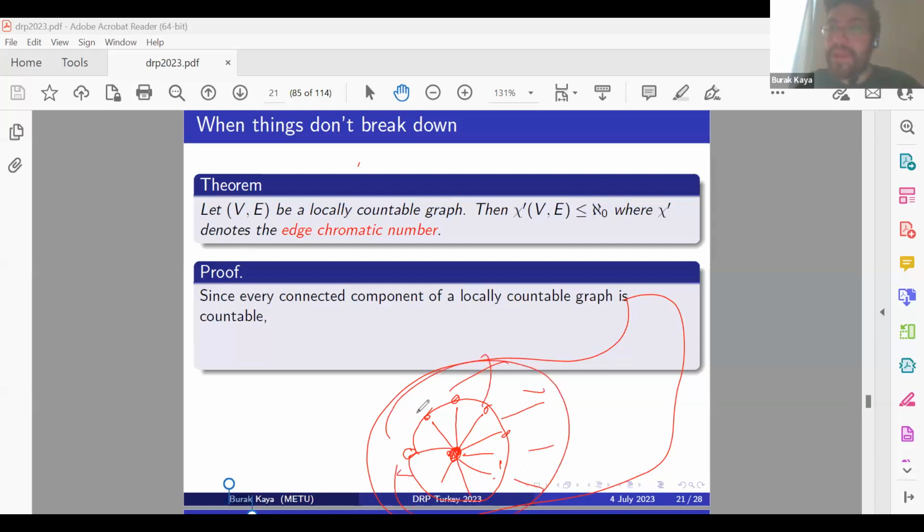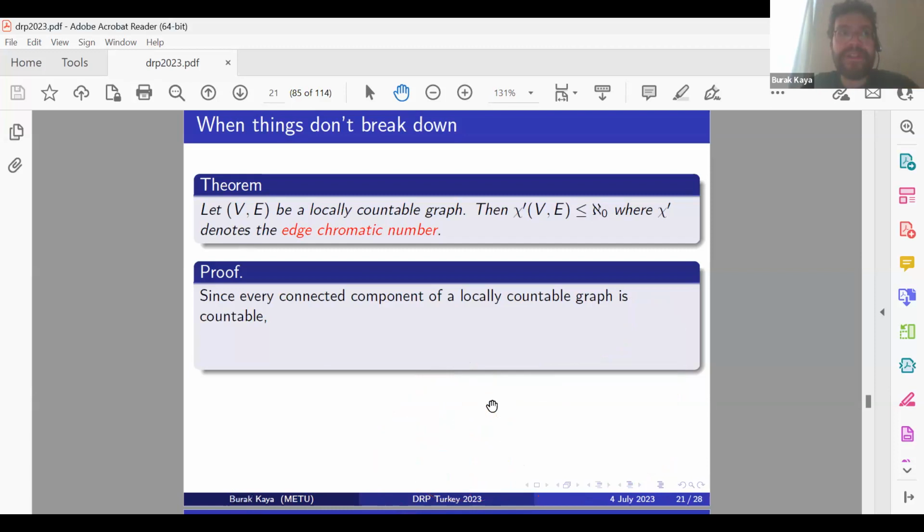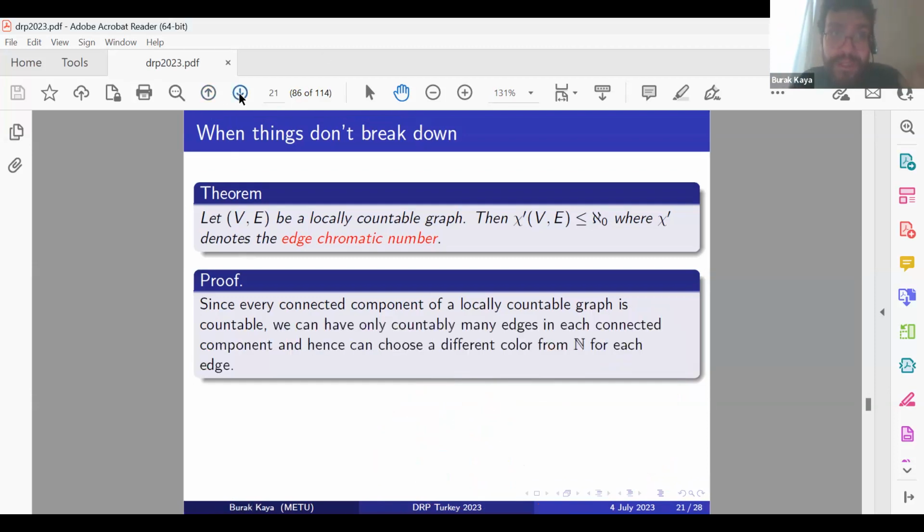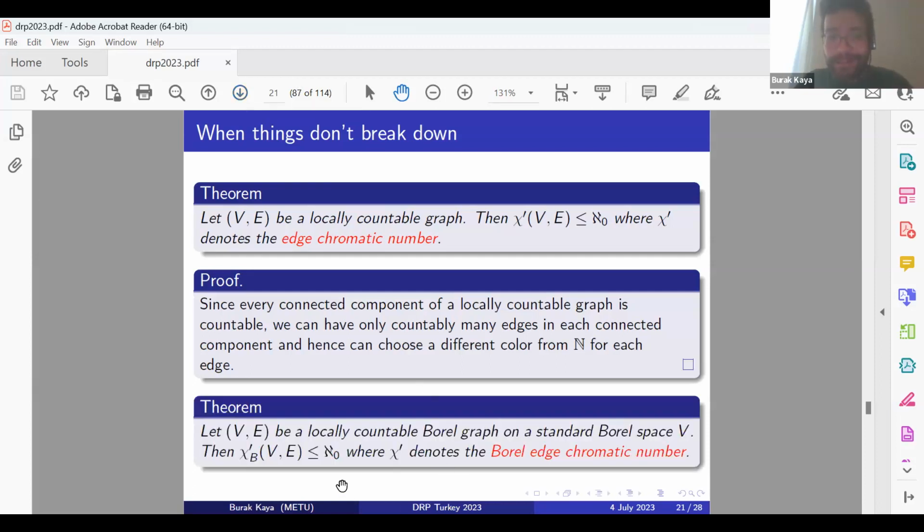Why? Start with a vertex, take the ball of radius 1, and then take the ball of radius 2. Because of this local countability condition, at every stage, the number of vertices that you will have is going to be countable. And then if you take all the possible radii, countably many radii, a countable union of countable sets is countable, so you have countably many vertices. But if you have countably many vertices, then you can only have countably many edges between them. So if in each connected component you have countably many edges, just color them with different colors, and then you will have a coloring with countably many colors. Okay, so this is a very trivial result. It turns out that the exact same result holds for locally countable Borel graphs on standard Borel spaces.